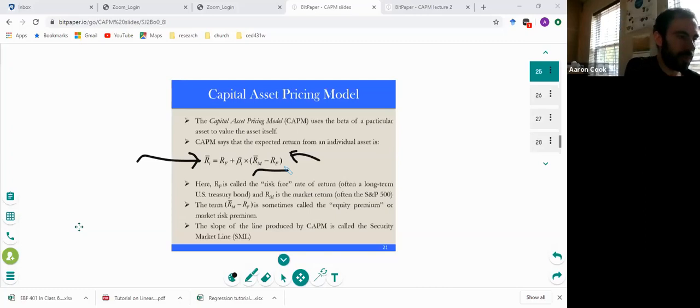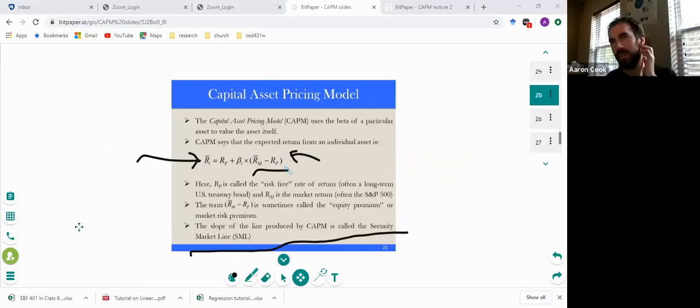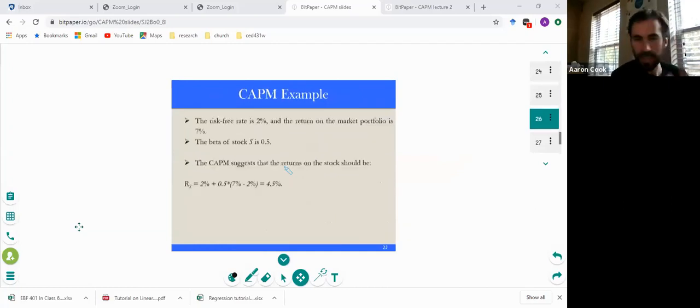So the slope of that line, that's the security market line that I had drawn right here. This blue line, that's the security market line. And that's going to be the line such that, if a stock is too far off of that line, we would expect that market forces are going to push it back onto that line. We'll get to that idea in a second.